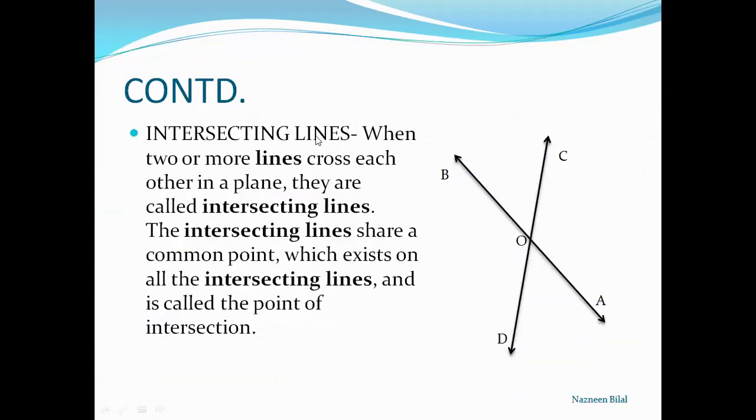Intersecting lines: when two lines intersect or cross each other at an intersecting point or a point of intersection, then both the lines will be called intersecting lines. Here line AB intersects line CD at the point of intersection O.